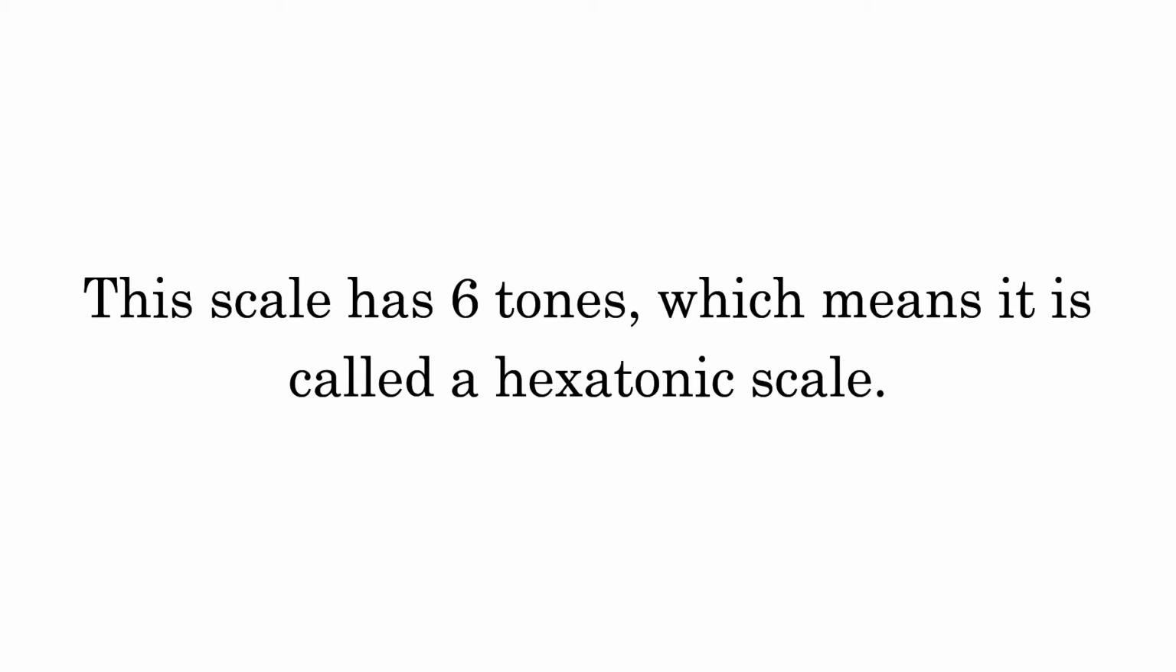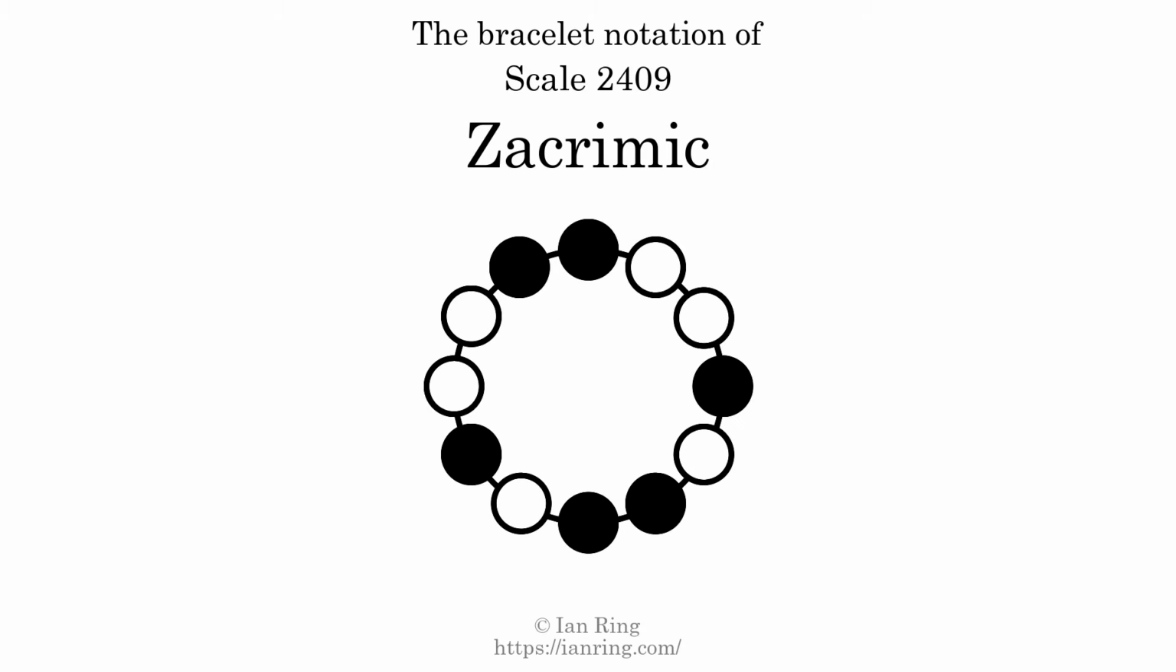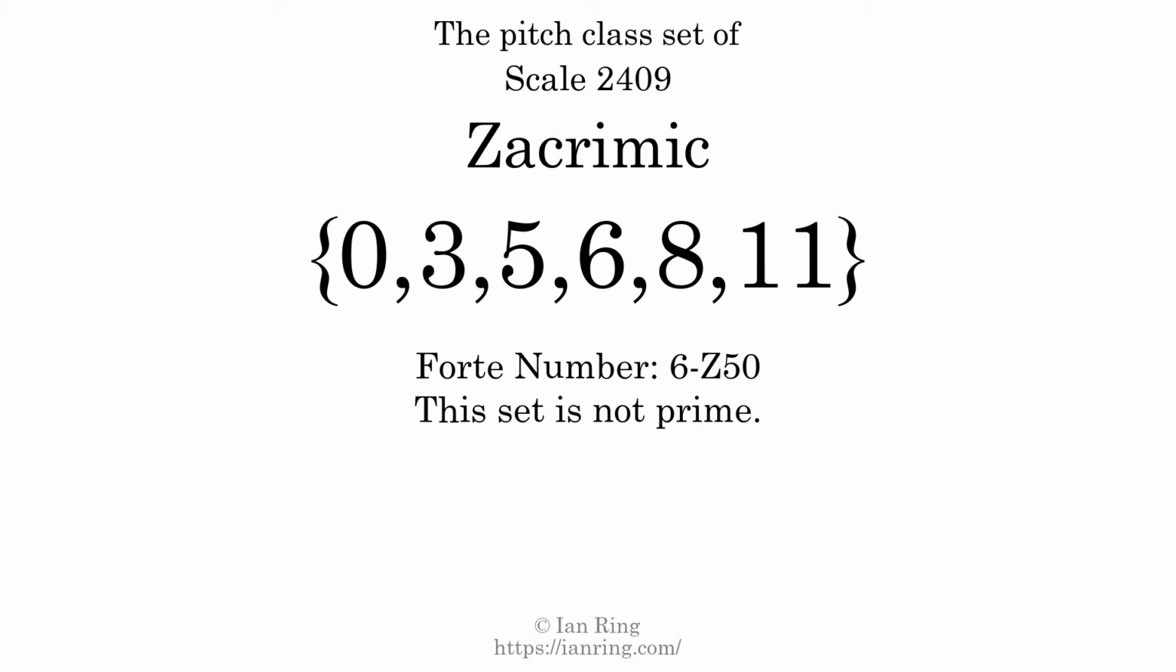This scale has 6 tones, which means it is called a hexatonic scale. This is a bracelet notation diagram of scale 2409. The shaded circles represent tones that appear in the scale, and they are read clockwise, starting at the top. The pitch class set for this scale is 0, 3, 5, 6, 8, 11.